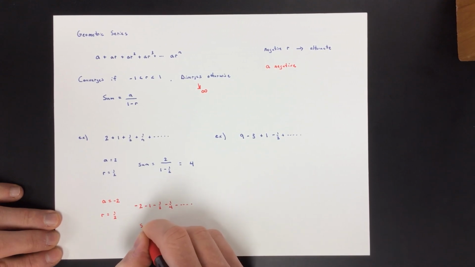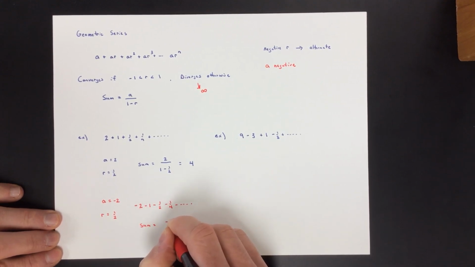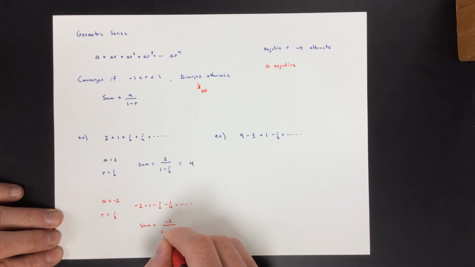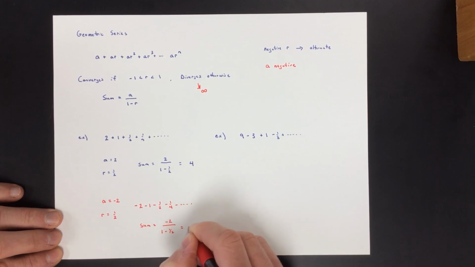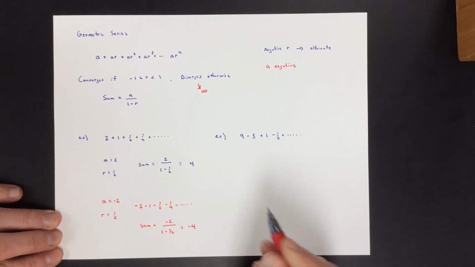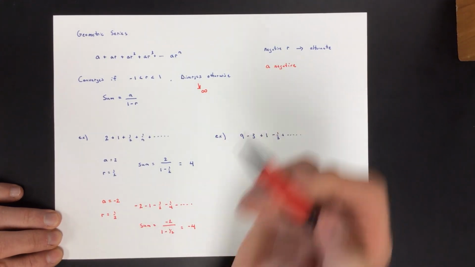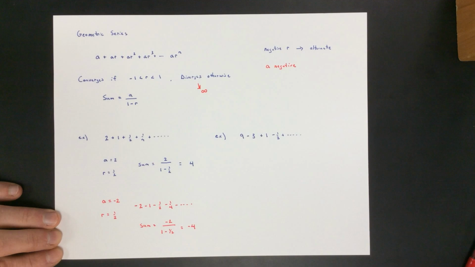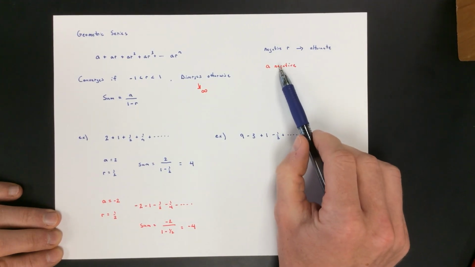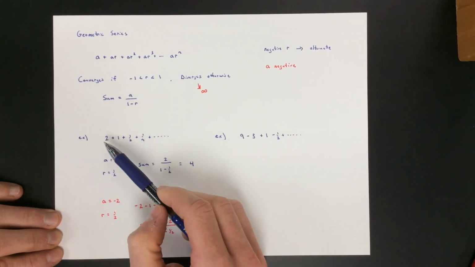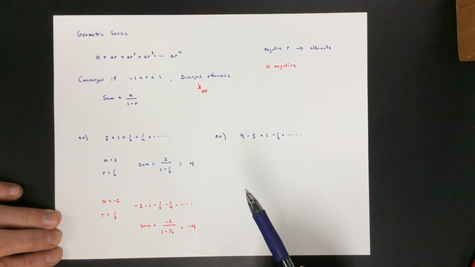And so the sum would still be just a over 1 minus r, and of course you get negative 4, which would make sense because you have the addition of all these negative terms. So we can have negative a values, we can have negative r values. Negative r values make it alternate. Negative a values just mean that the first term is negative. That's the only thing it controls.